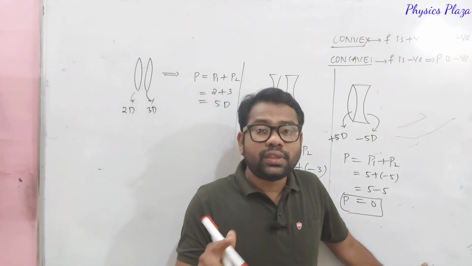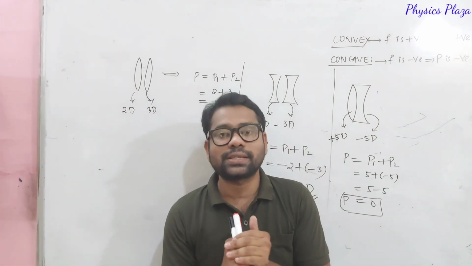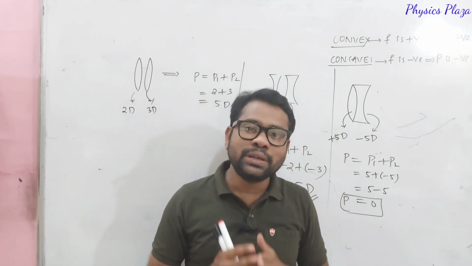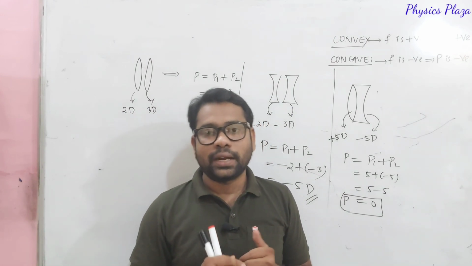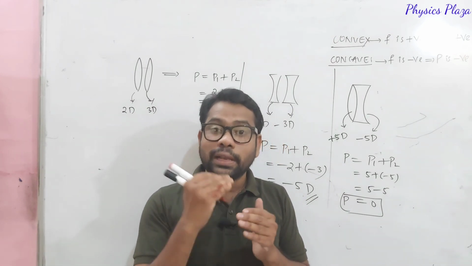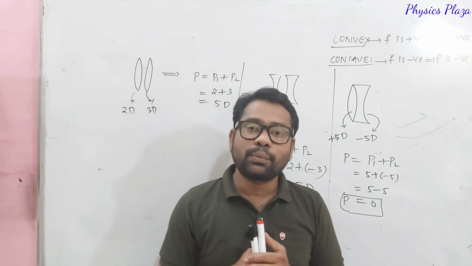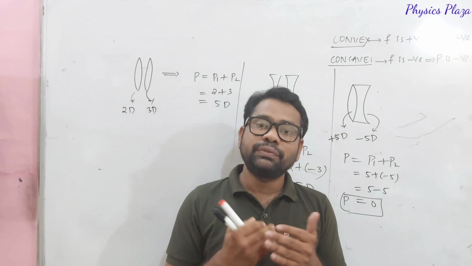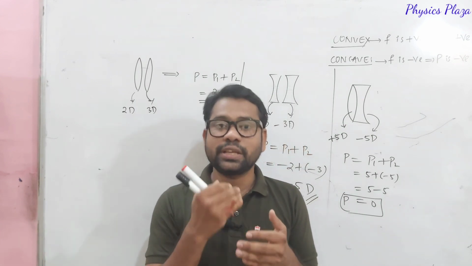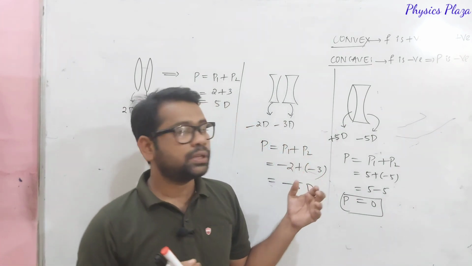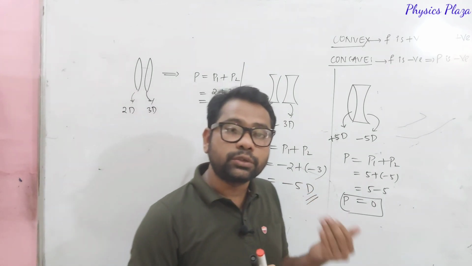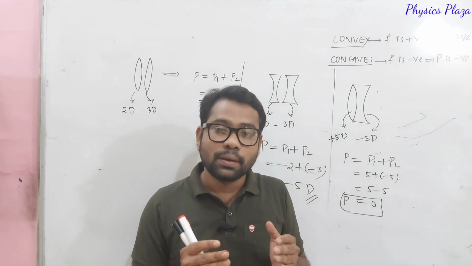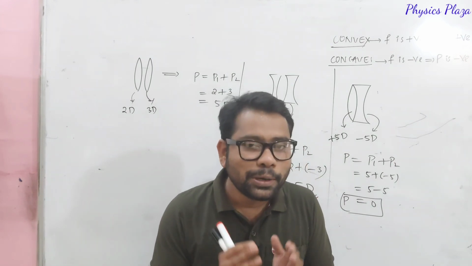So children, in today's class we discussed the sign convention rules, which are very, very important in order to solve the numericals. We even discussed the derivation of the lens formula, that is 1 by f is equal to 1 by v minus 1 by u. After that we discussed the linear magnification and its importance. And finally we discussed the power of a lens and how it is related to the focal length of a given lens. Children, don't forget that for a thick lens, power will be more. For a thin lens, power will be less.